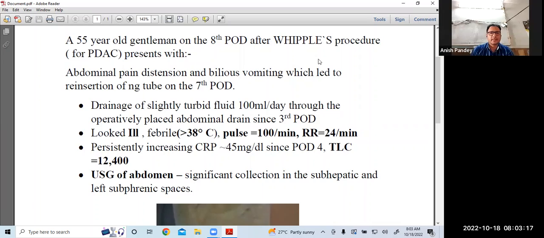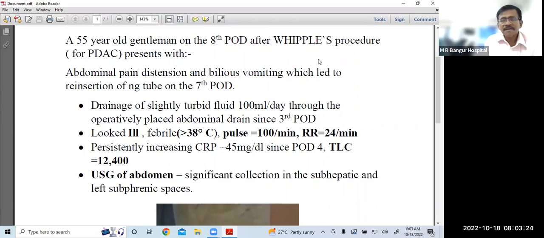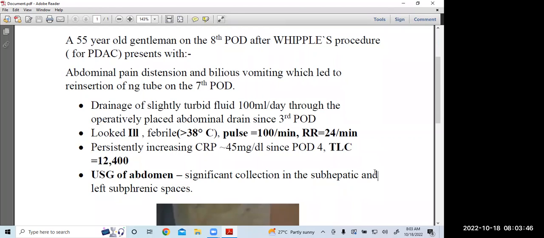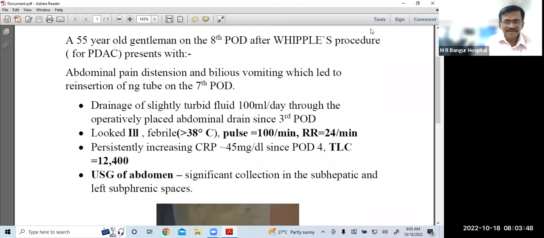So there is a drainage of slightly turbid fluid. Hello. Dr. Bhattacharya, are you happy or do you want some more specification for this diagnosis? Dr. Bhattacharya is probably out. You are muted. Oh, okay, sorry. So I asked him, Anish.